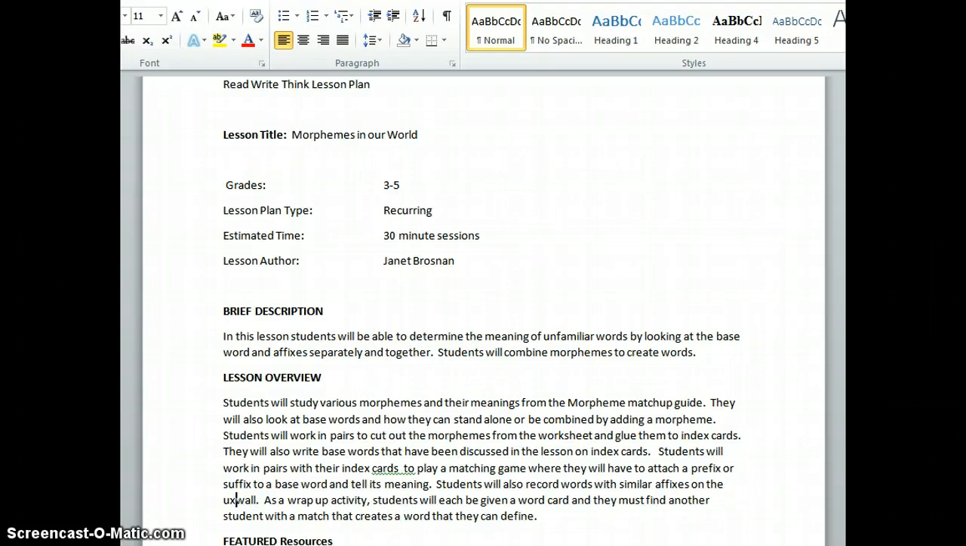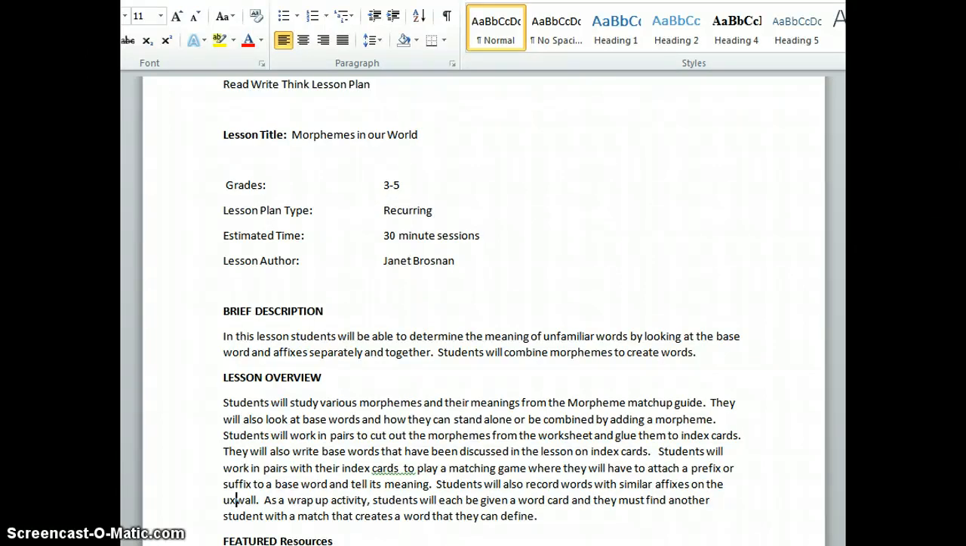During the lesson, students will look at various morphemes and their meanings from a handout that will be given to them called the Morpheme Matchup Guide. We will also talk about base words and how they can stand alone or they can be combined with another word or a prefix or a suffix and create a new word. Students will work in pairs to create morphemes on index cards. They will use the worksheet provided for them and they will glue them to index cards.